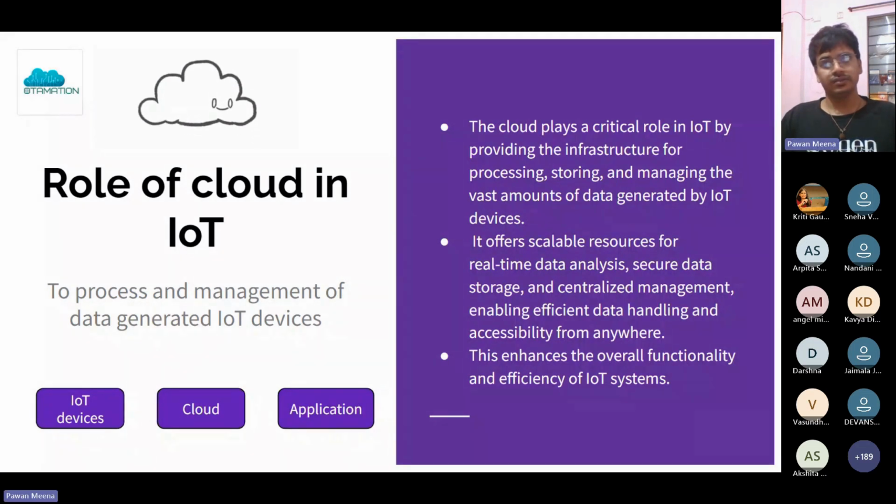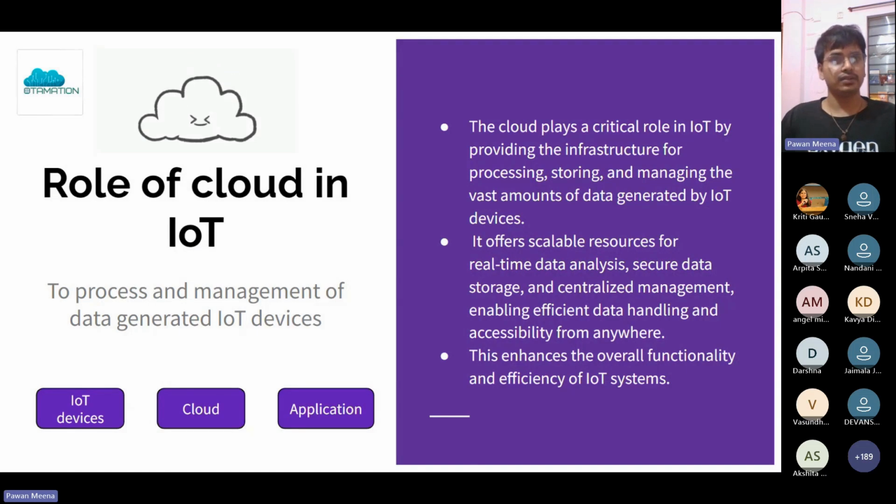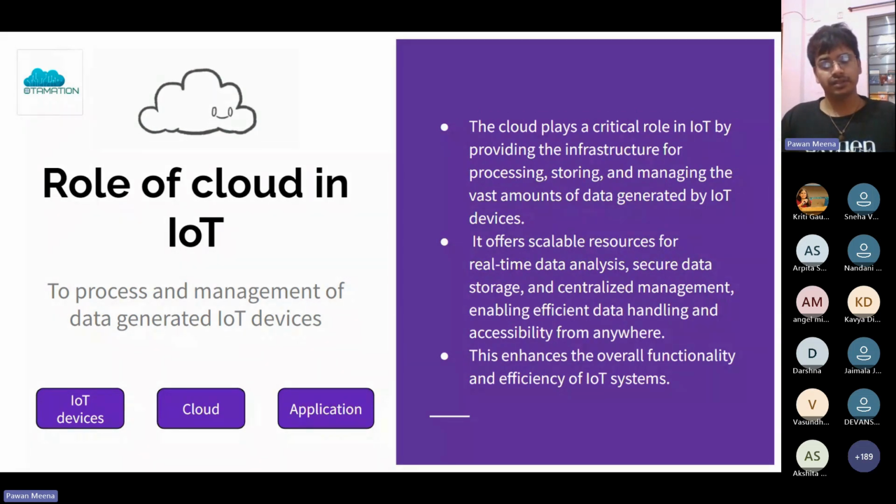So it is used for the processing, and also we have to keep that data for a long time, or we have to store that data to train our machine learning model. We have to store the data to make insights or graphs from the data. That's why cloud and server is an essential need for IoT devices. It offers scalable resources for real-time data analysis, secure data storage, and centralized management, enabling efficient data handling and accessibility from anywhere. This is the one important thing: accessibility from anywhere.